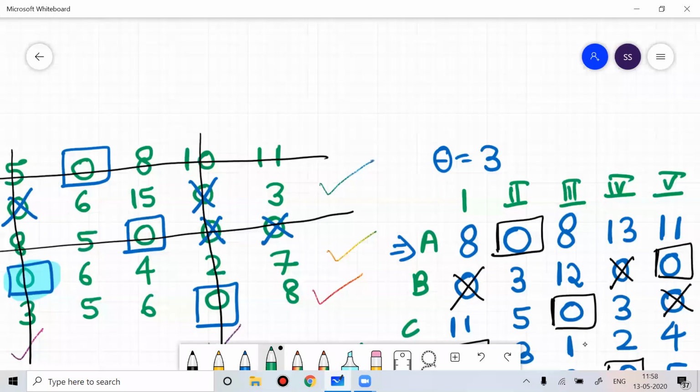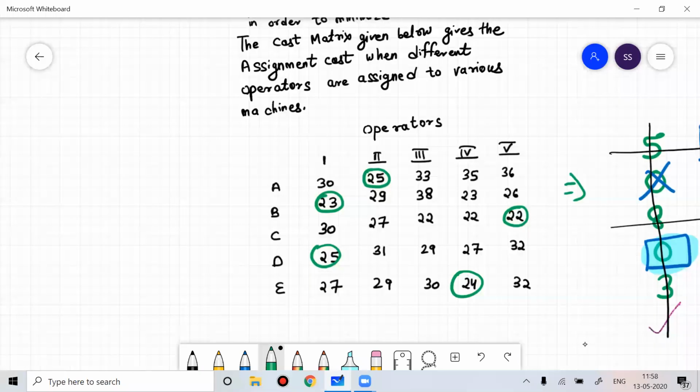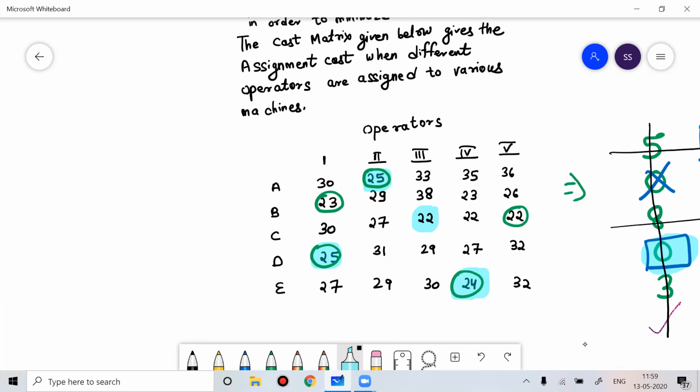So if I come to the original data, so this was the original data. Now job 1 will be done by machine D, job 2 will be done by machine A, job 3 will be done by machine C, job 4 will be done by machine E, and job 5 will be done by machine B.